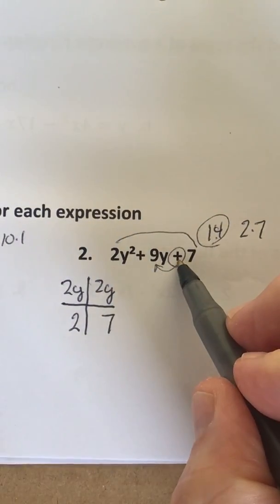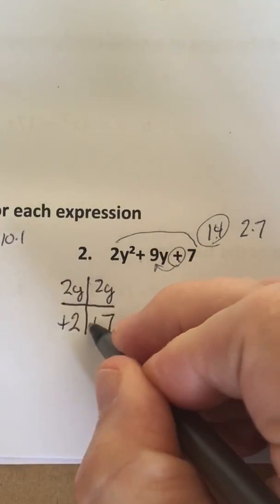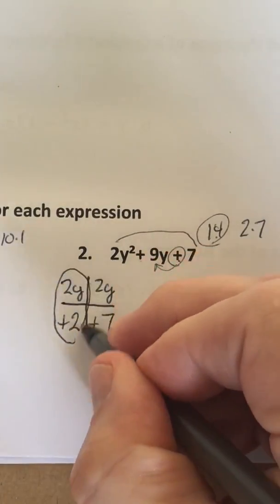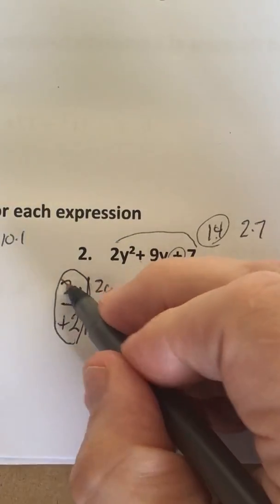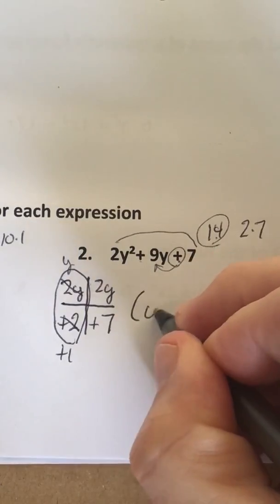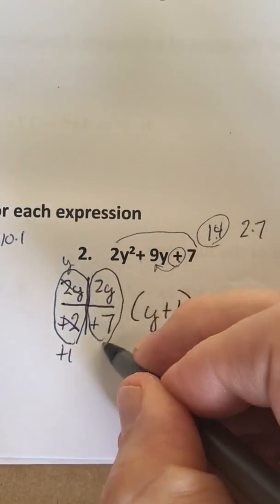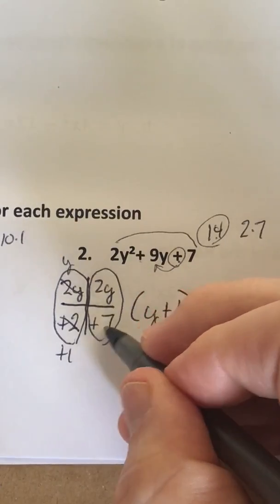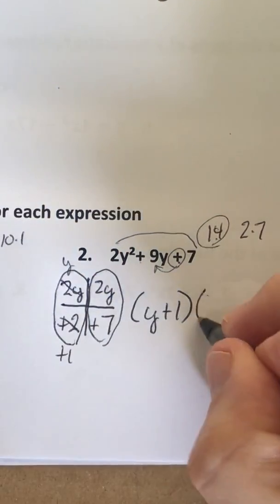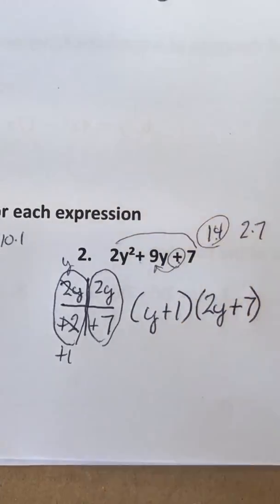Signs are both the same because the last sign's a plus, and they're both going to be plus. So plus and plus. This one, we could factor a 2 out of it, so it leaves me with a y, and the bottom leaves me with plus 1. So we get y plus 1. The other side, group those two together, 2y plus 7. I can't factor anything out of it, so I just write it down. 2y plus 7.